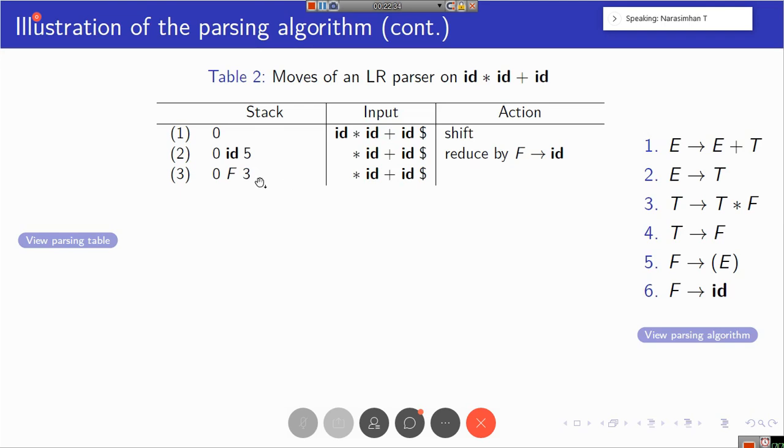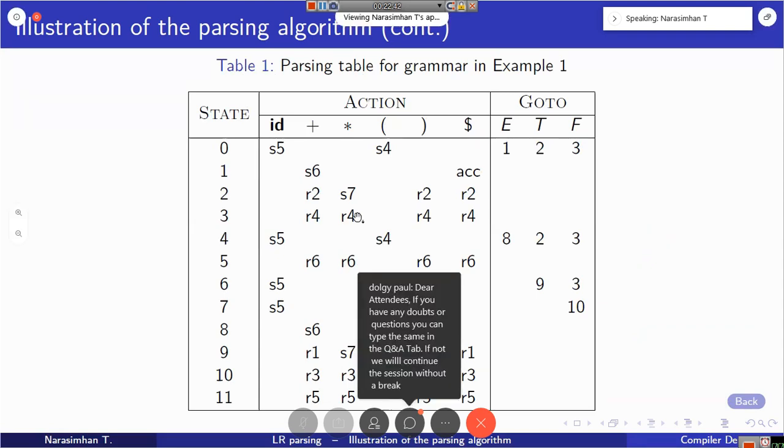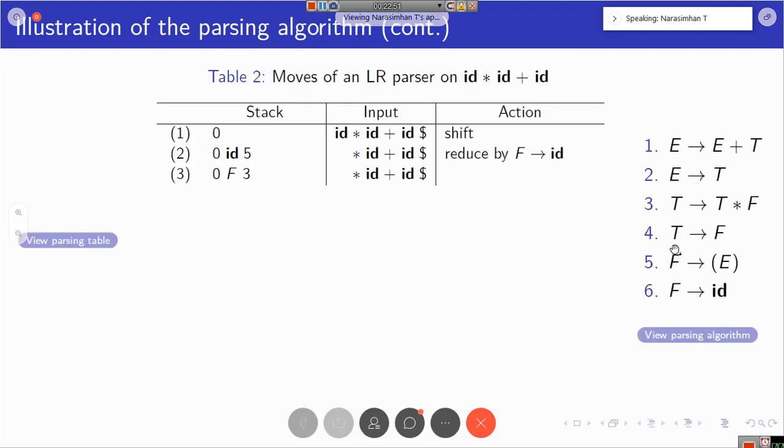This is 3 and star. What is 3 and star? 3 and star is production R4. Reduce using the fourth production. So which is the fourth production rule?